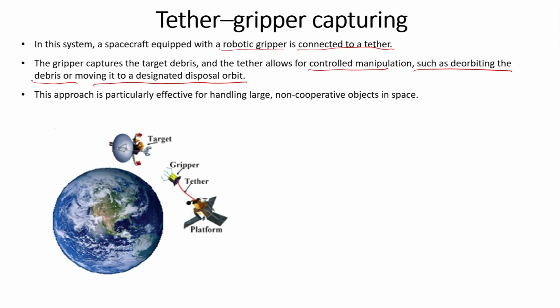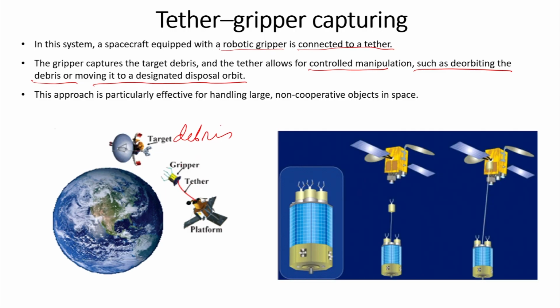So, you can see what the tether and the gripper are. This is the target debris, and this is the tether, and this is the gripper. These are all the grippers. So, this is the way the satellite or this debris can be captured.